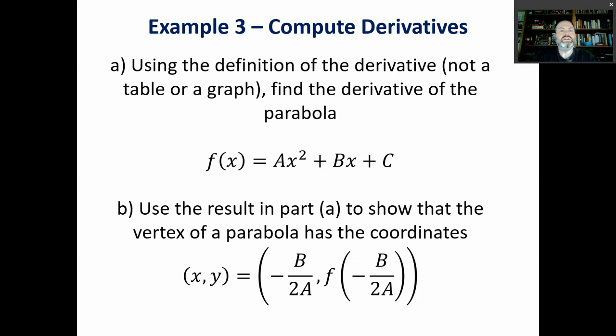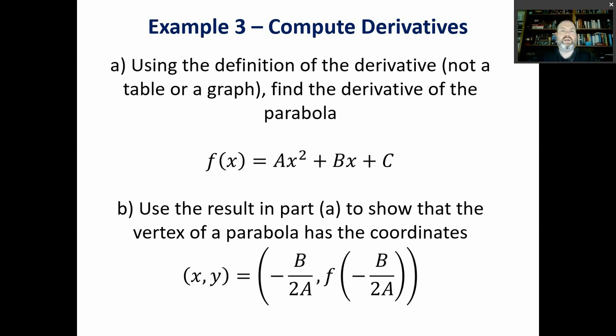So using the definition of the derivative, find the derivative of the parabola. Every parabola that points straight up or down has the formula ax squared plus bx plus c, right? It's where the quadratic formula comes from. The quadratic formula tells us where the parabola intersects the x-axis. We want to know something a little bit different. We're going to find the derivative, and we're going to use that derivative to show that the vertex of a parabola has the coordinates listed at the bottom.